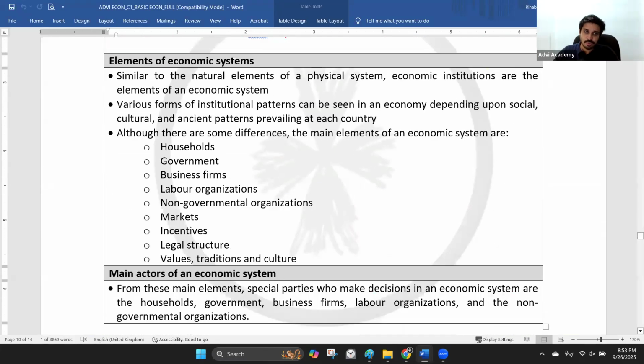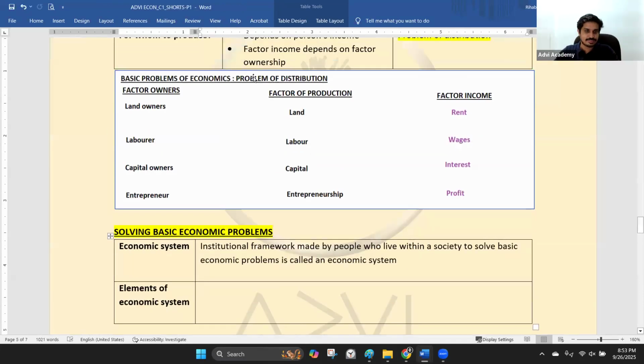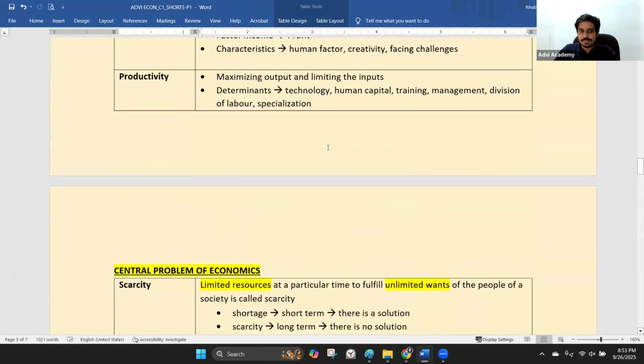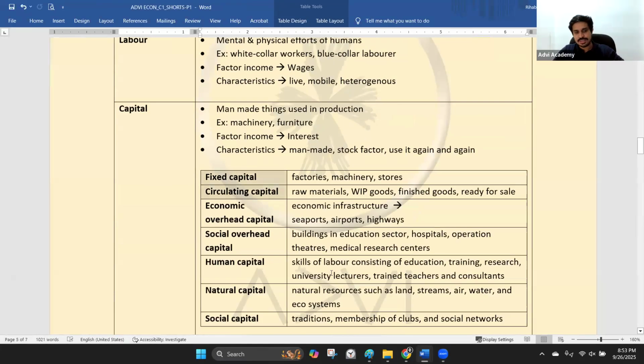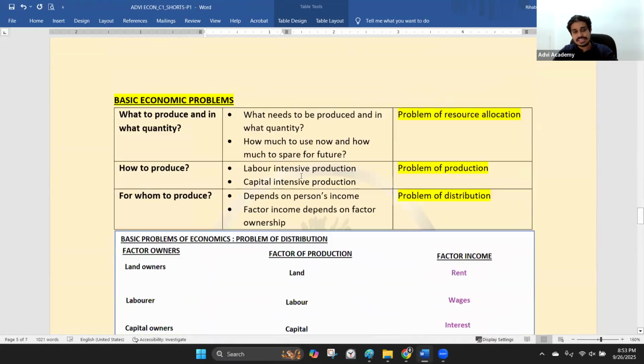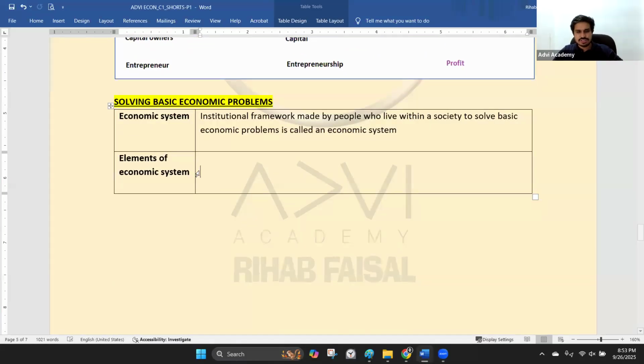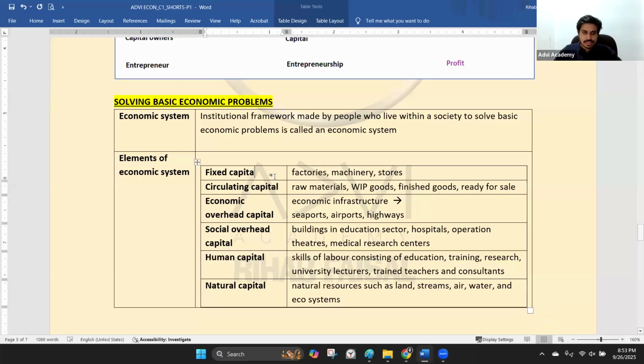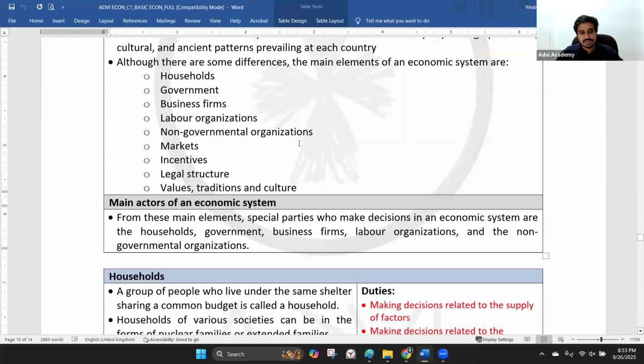Okay. So before that, we need to study what are these elements of economic systems. Let's do a summary, just like how we did a summary for this one, right? Elements means what are the parts of this one. So this also sometimes comes in questions. So let's quickly say households is the first one, right?